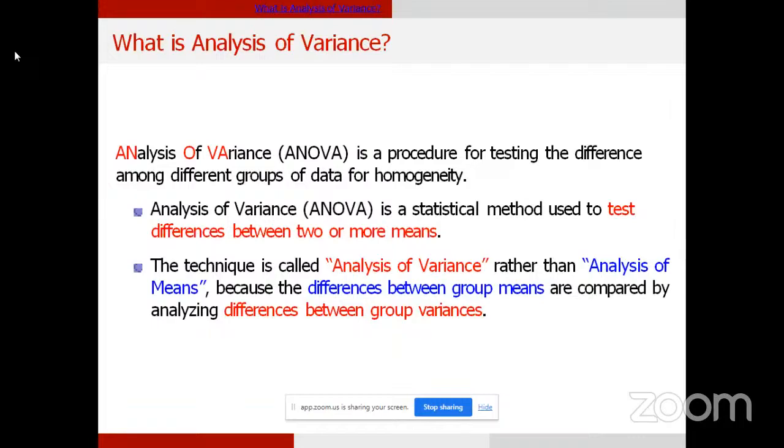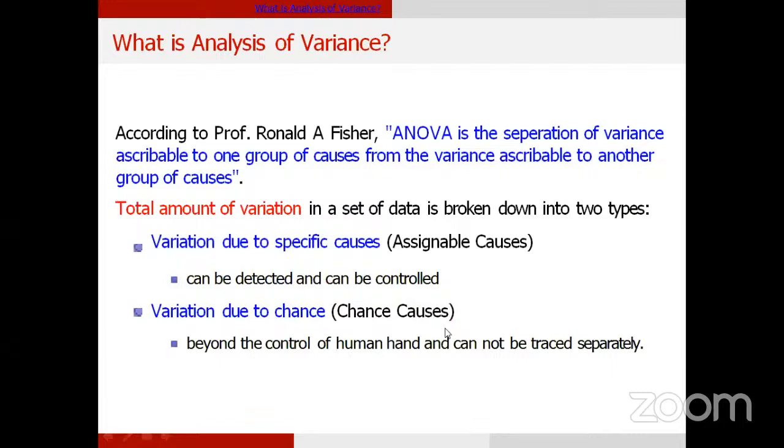The technique is called analysis of variance rather than the analysis of means because the difference between the group means is compared by analyzing the difference between the group variances. So ANOVA is a separation of variance ascribable to one group of causes from the variance ascribable to another group of causes. It was described by Professor Ronald Fisher.